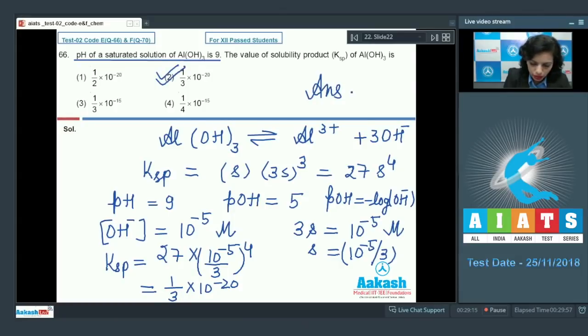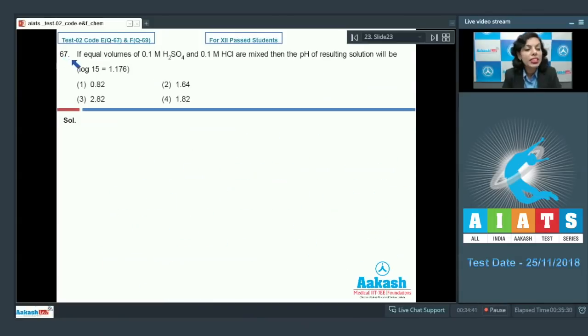And now I'm just writing here the correct answer. After this, it's a turn for question number 67. Question number 67. If equal volumes of 0.1 molar H2SO4 and 0.1 molar HCl are mixed, then the pH of the resulting solution will be, and the log value is given here, log 15 is 1.176.